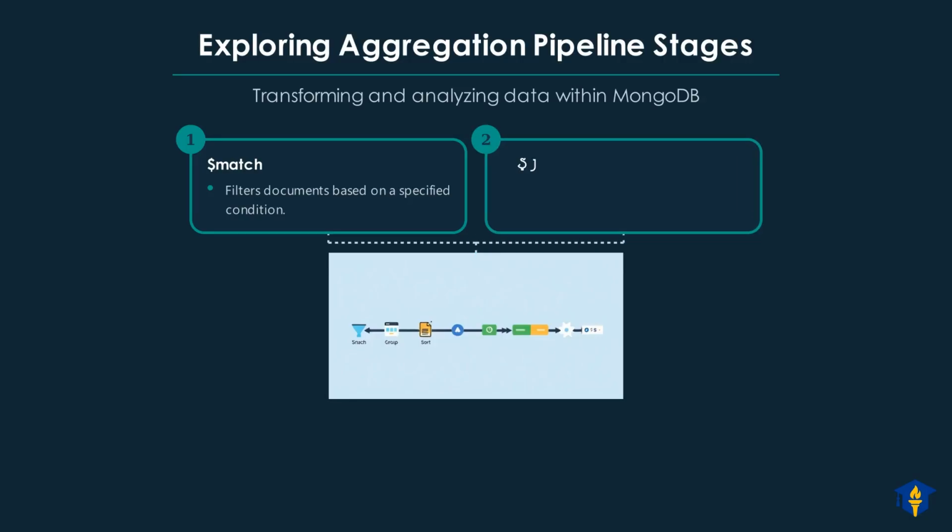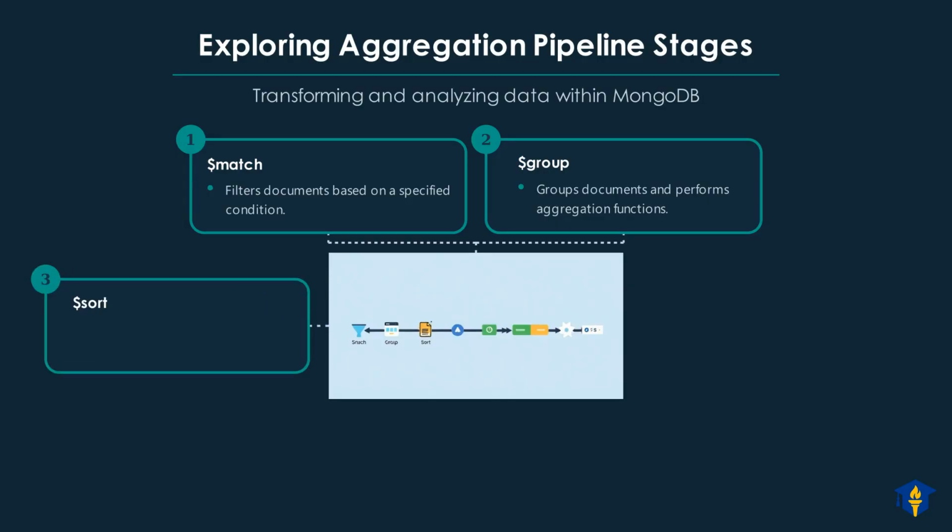The group stage groups documents by a specified identifier and performs aggregation functions. This is useful for calculating sums, counts, averages, or other aggregate values for grouped data. The sort stage arranges documents in either ascending or descending order based on one or more fields. This helps in ordering your results for better readability or for further processing in the pipeline.